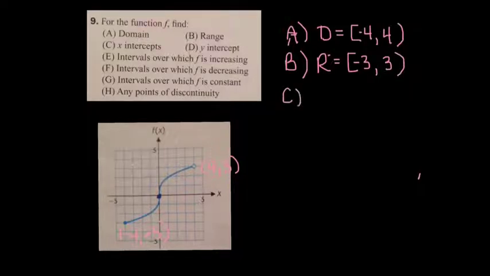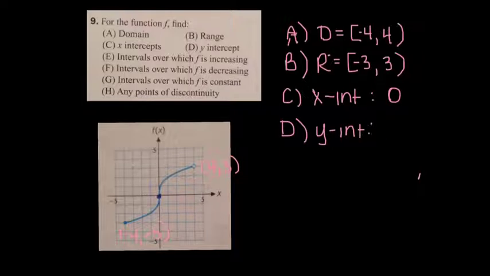Part C, for the x-intercepts, that's just where the graph crosses the x-axis. The graph crosses the x-axis right here at the point 0, 0. So my x-intercept is 0. For part D, my y-intercept, same idea, the point where the graph crosses the y-axis, which again is at 0. So my y-intercept is also 0.